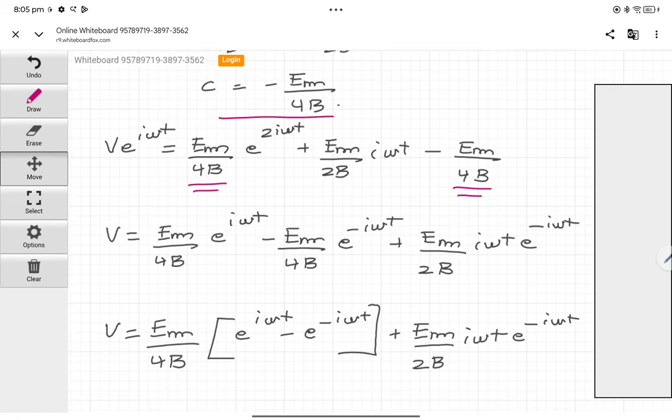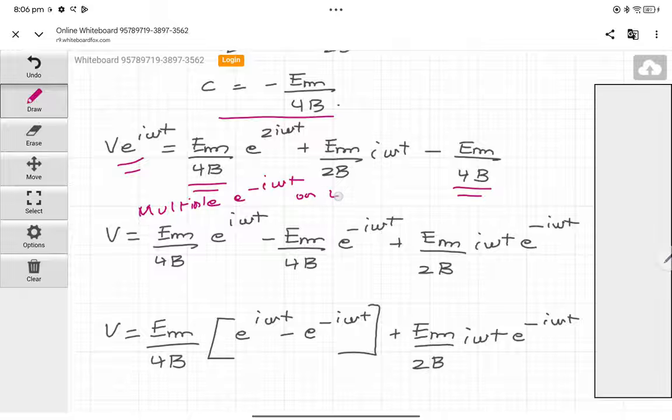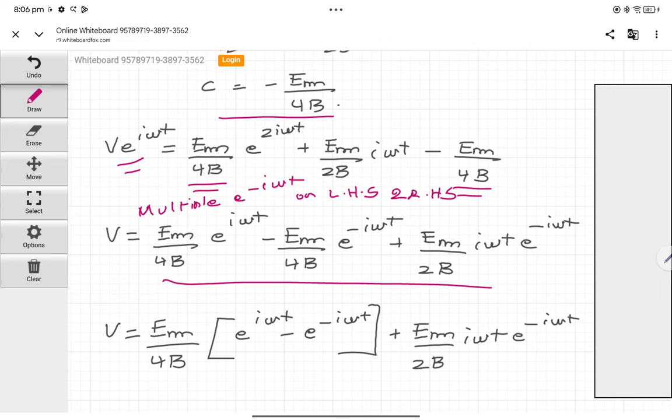We take it over here, and then finally what we do over here, see there is an e raised to i omega t. So you multiply the entire term. We are going to remove this, so multiply by e raised to minus i omega t on LHS and RHS, right? Okay, so then we have removed that e raised to i omega t from the LHS, and this is what we get, right?